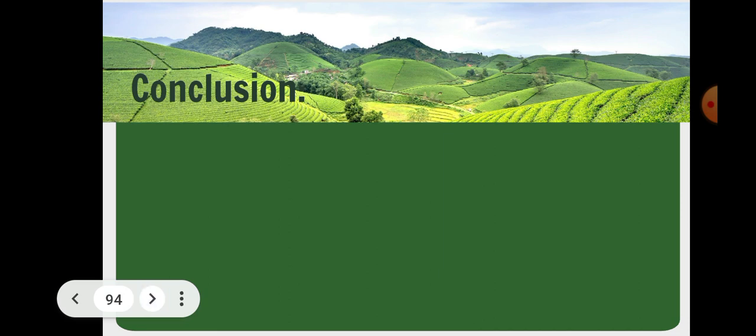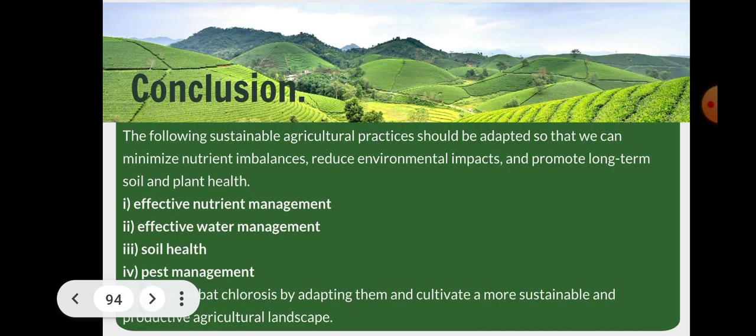Now I will be ending the presentation with the conclusion. To mitigate a biological problem like chlorosis, the following sustainable agricultural practices should be adopted. This can minimize nutrient imbalances, can reduce environmental impacts, and can promote long-term soil and plant health. The first one is effective nutrient management, effective water management, soil health, pest management. We can combat chlorosis efficiently by adopting these strategies and can cultivate a more sustainable and productive agricultural landscape in this way.